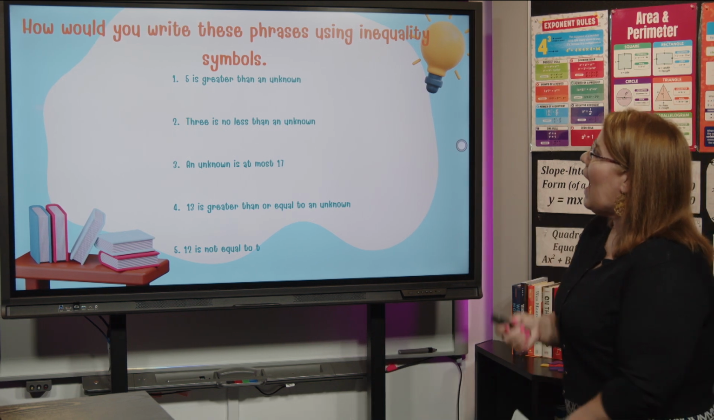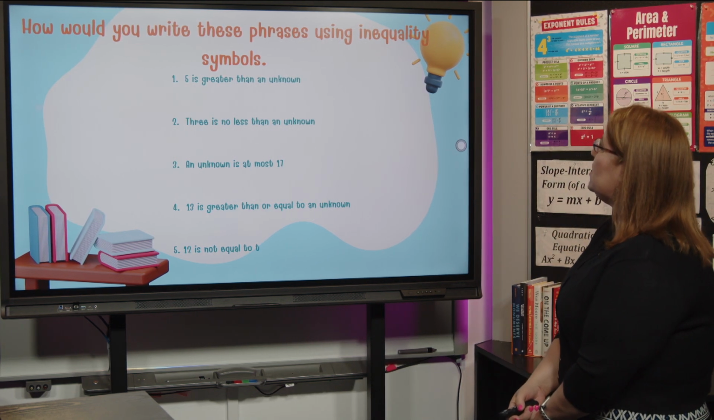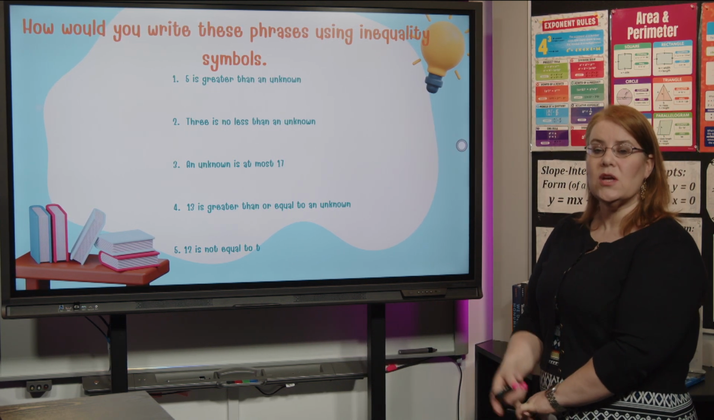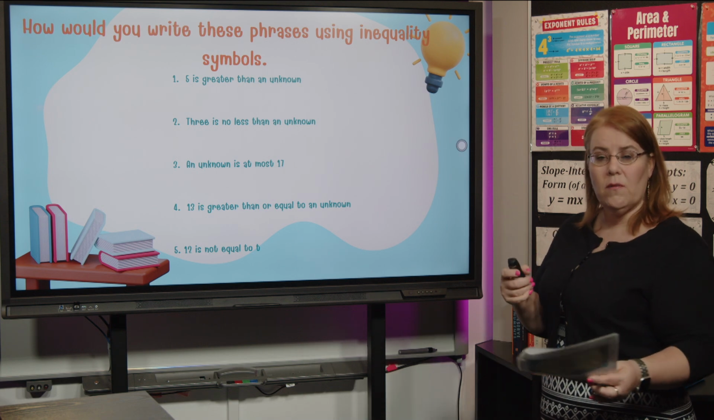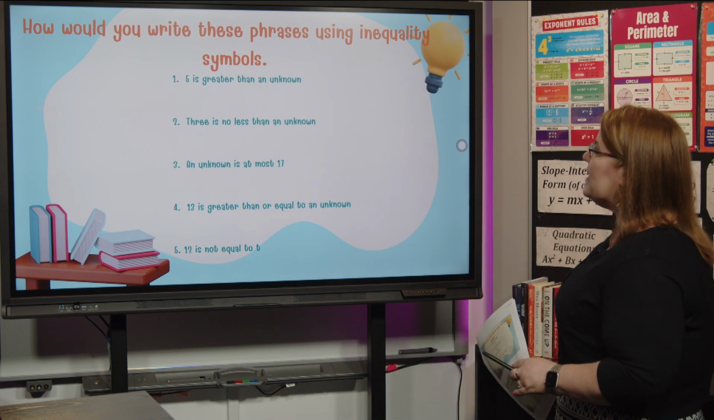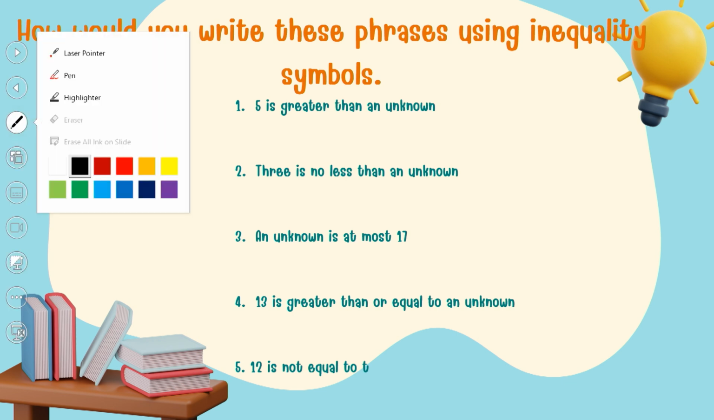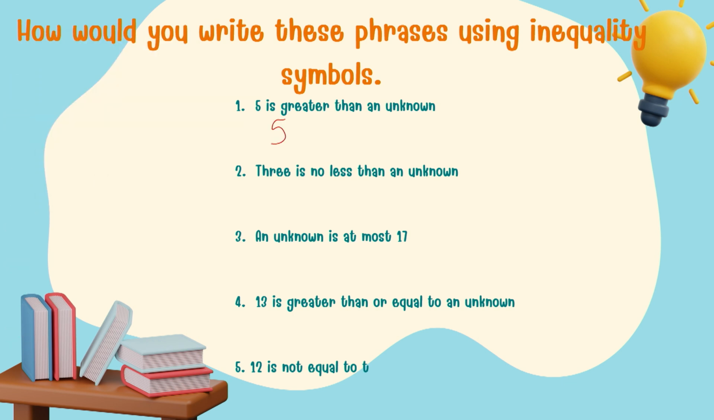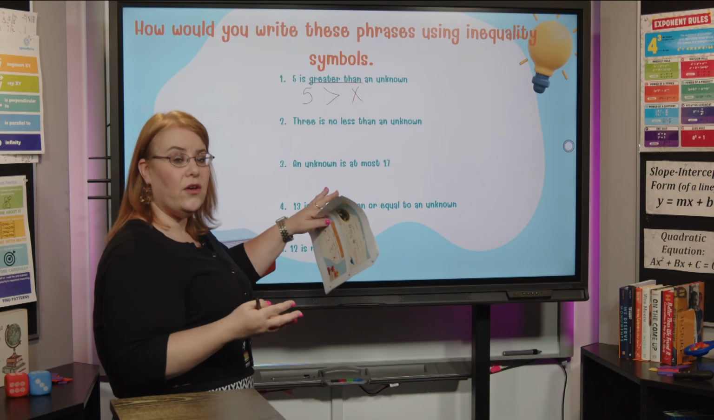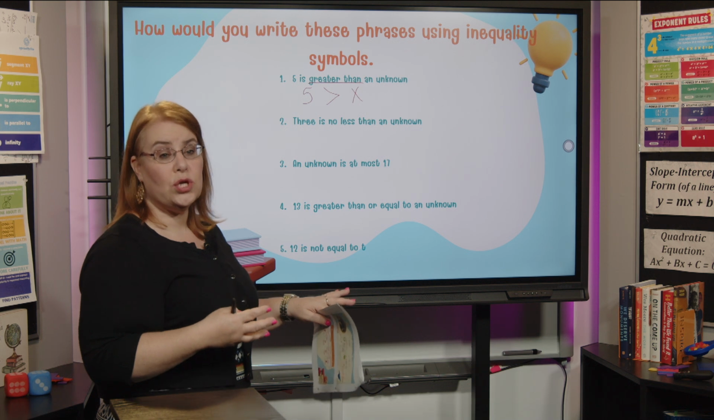All right. How would you write these phrases using inequality symbols? So I'm going to do them on the board and you follow along with me on your paper. Number 1 says 5 is greater than an unknown. So obviously I have 5. So 5 and my unknown, I'm going to use x. So it has greater than. So that means it's bigger. Well, Ms. Killen, why didn't you put the line underneath? Because it doesn't say equal to.